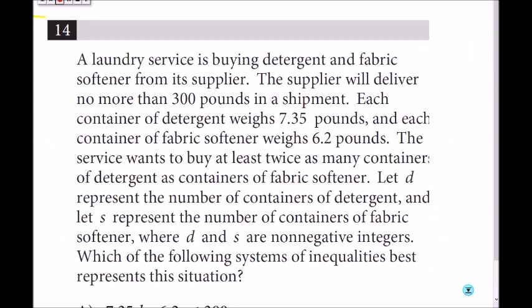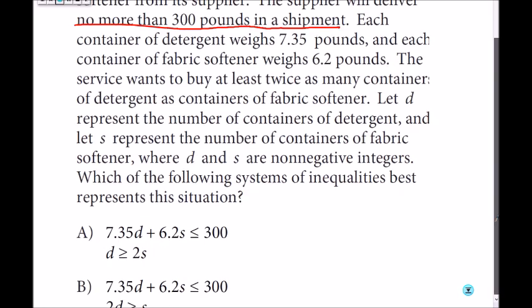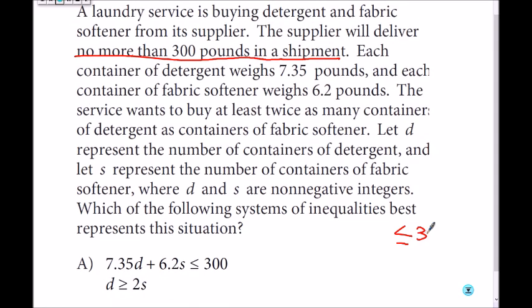14. A laundry service is buying detergent and fabric softener from its supplier. The supplier will deliver no more than 300 pounds in shipments. No more than means less than or equal to 300. Okay?